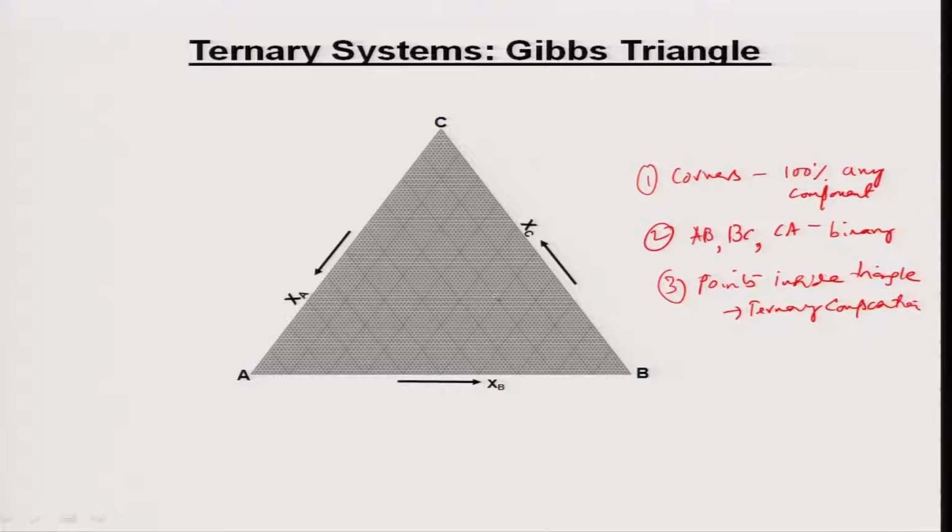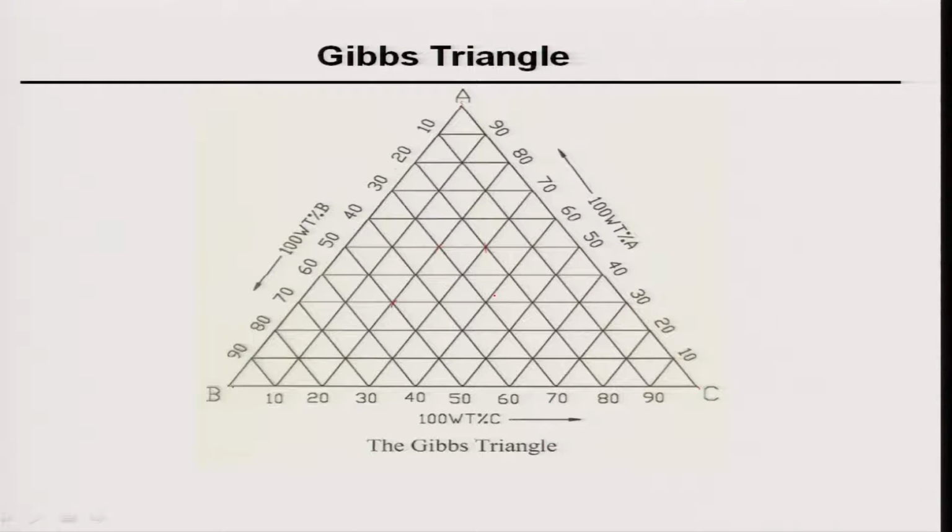I also told you that there are distinct ways of dividing this triangle. First, you can divide the triangle using lines which are parallel to either BC, AB or AC. Any line parallel to BC will represent compositions of A, right. These are the 10 lines, each one representing 10%, 10, 20, 30, 40, 50 up to 100%, so that you reach 100% A at the corner.